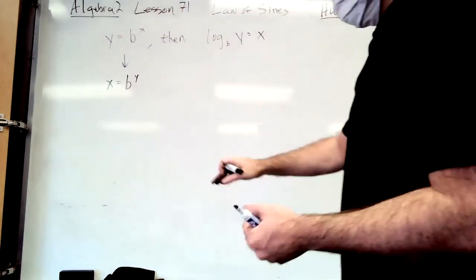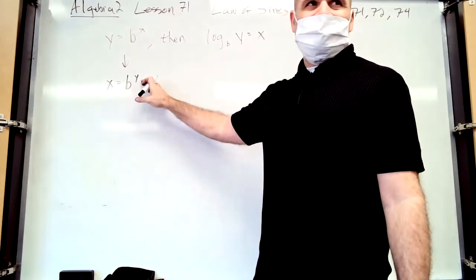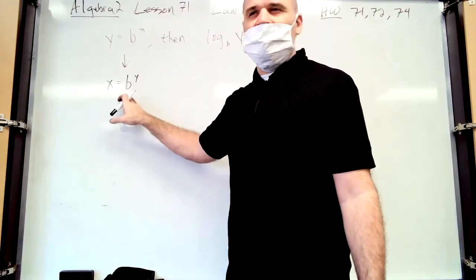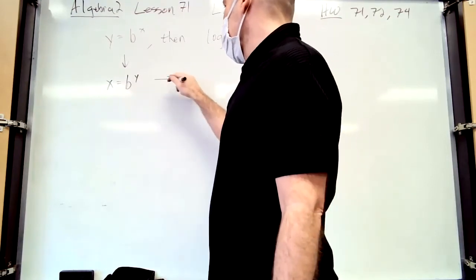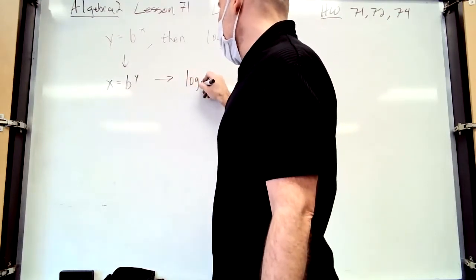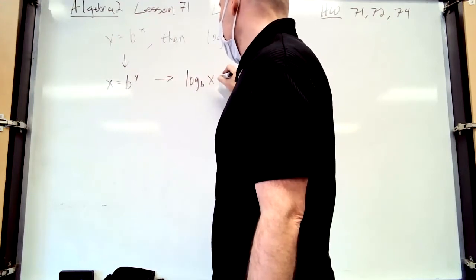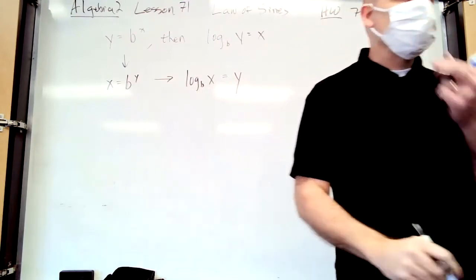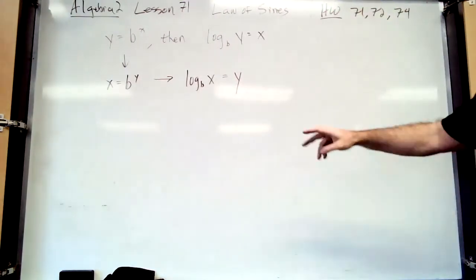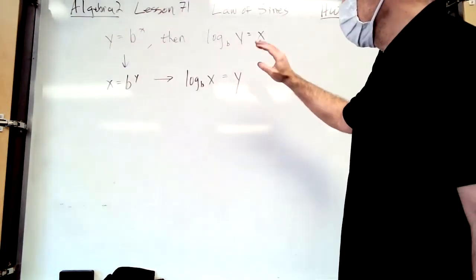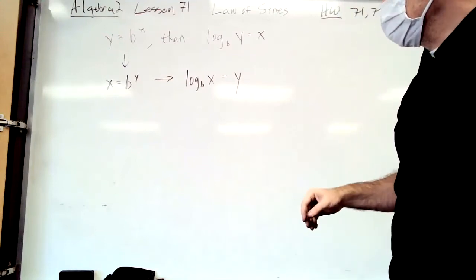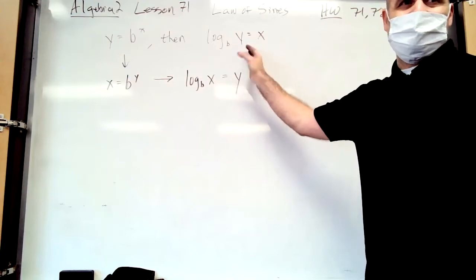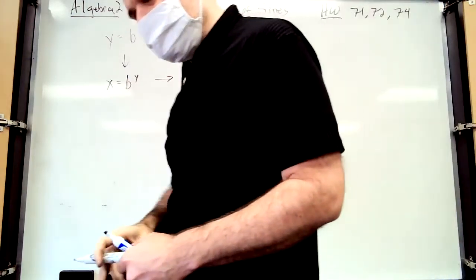Okay, remember that exponent is the answer to a logarithmic thing. So how do I rewrite this in logarithmic form? Log base b of x equals y. Okay, so this is the inverse of this. Which kind of makes sense, because look, we're just replacing the x and y. Okay?